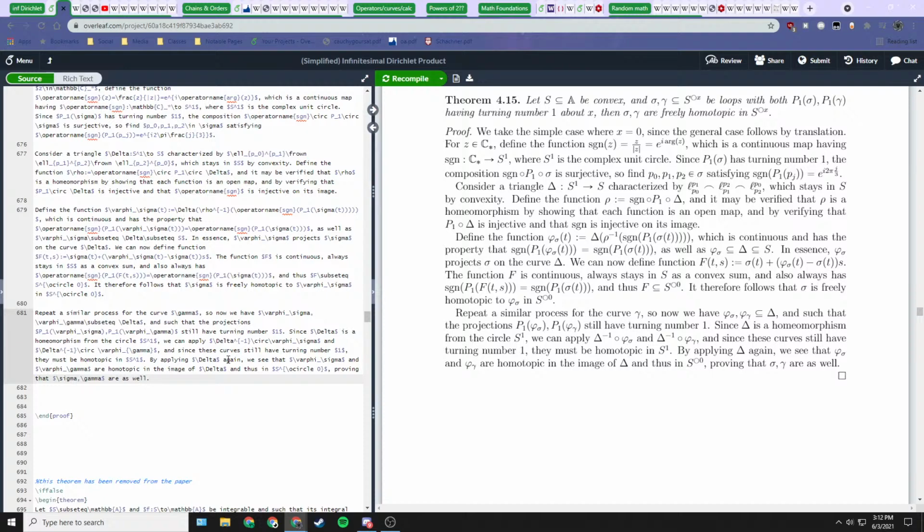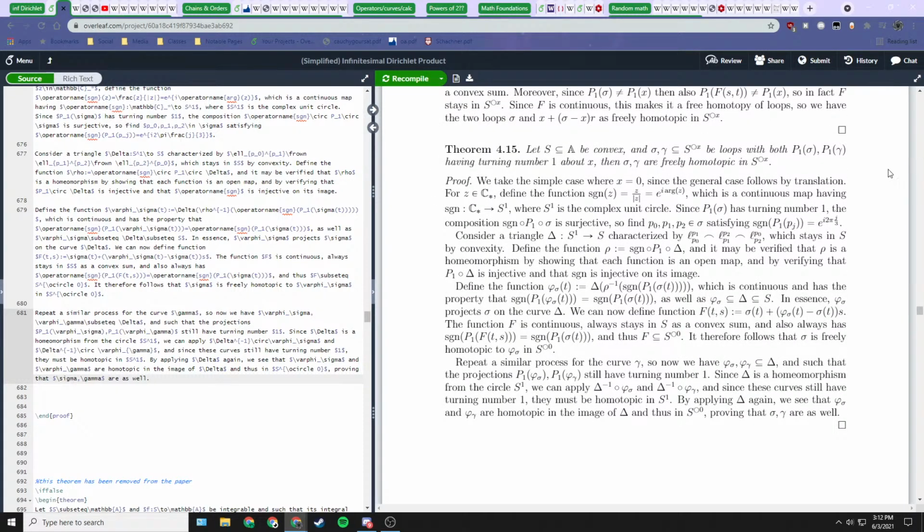So we project both curves onto delta, and since the function delta is a homeomorphism from the circle S1, we can apply delta inverse on these. They still have turning number 1, so they must be homotopic in S1. By applying delta again, we see that they are homotopic in the image of delta, and thus in S punctured through 0, since delta is a subset of S punctured through 0. Proving that, just by composing all the homotopies, sigma and gamma are homotopic as well. And that is the proof.